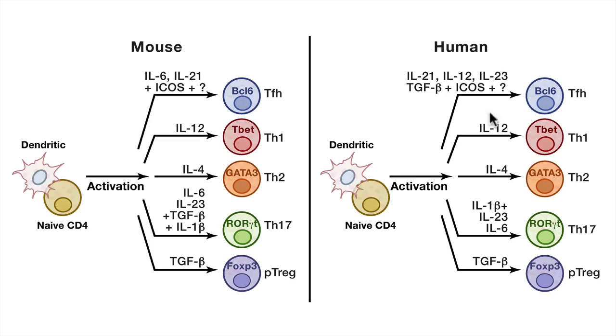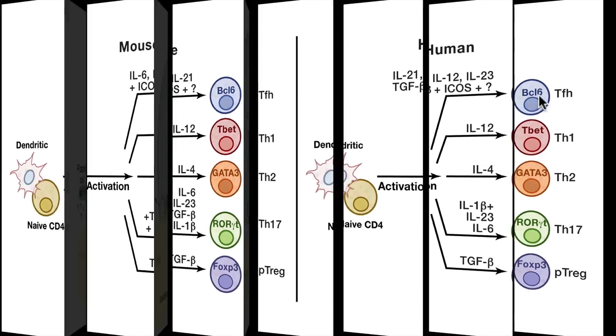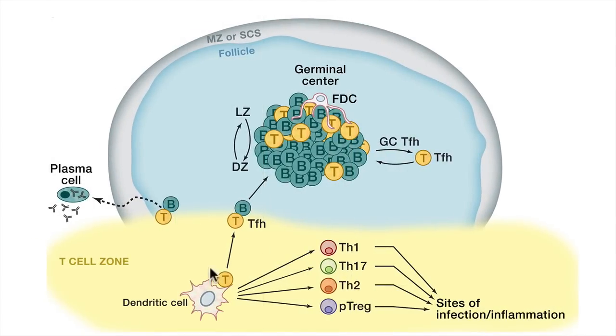And we'll come back to mouse-human differences. But that summarizes initial TFH differentiation, which can all occur in the complete absence of B cells. It depends on dendritic cells or some other non-B cell APC, but those first 3 days or so of in vivo differentiation can occur in the absence of B cells.